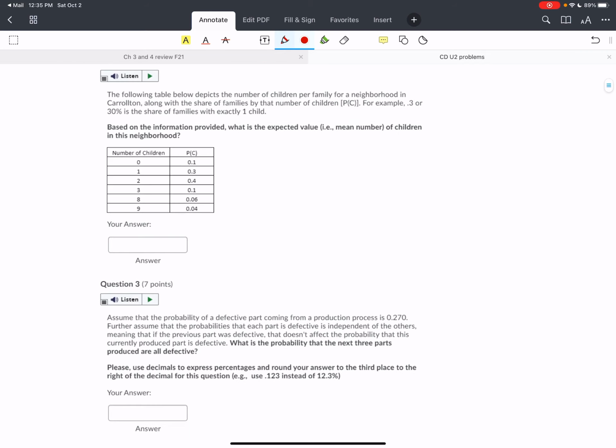The first question: the following table depicts the number of children per family in a neighborhood in Carrollton, and the share of the families with that number of children, or the probability. So 0.3 is 30% of those families have one child. We're asked to find the expected value, or the mean number of children.